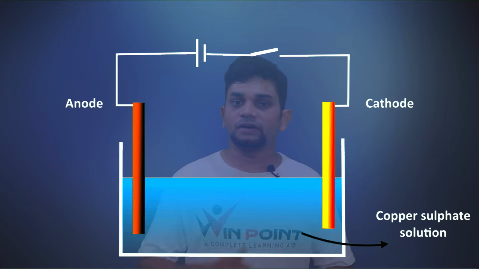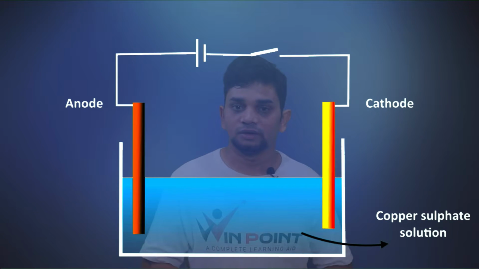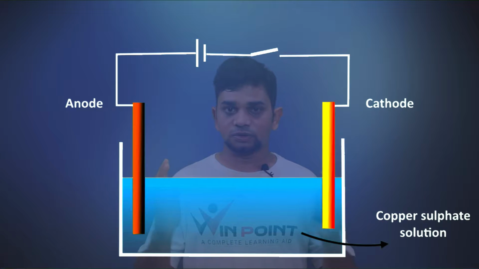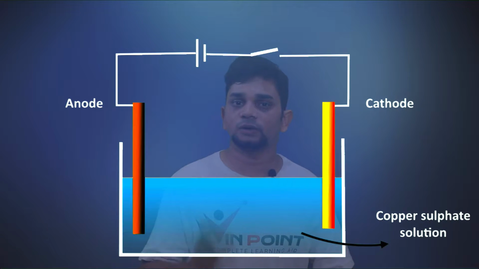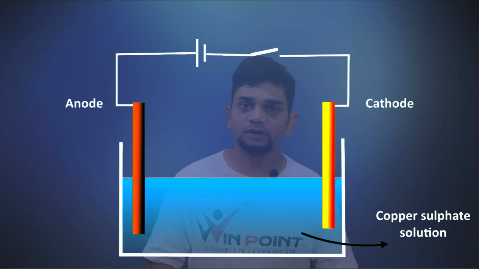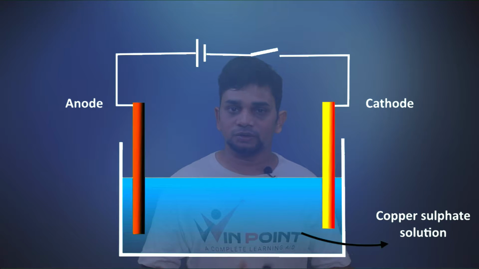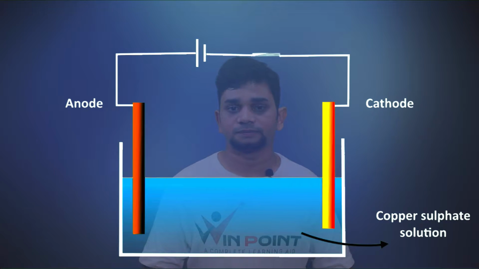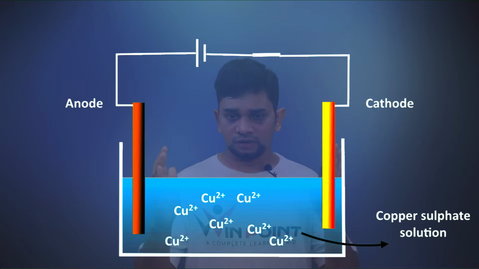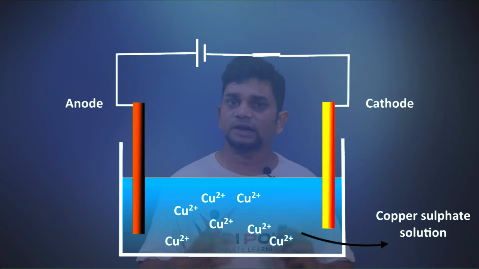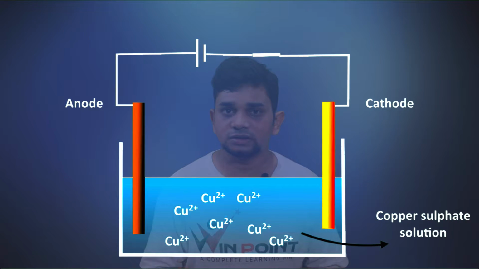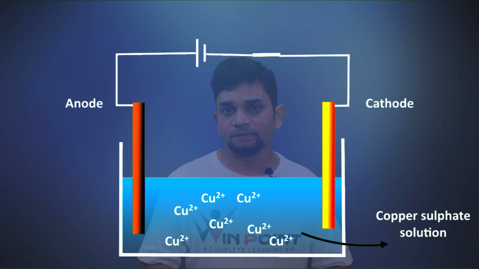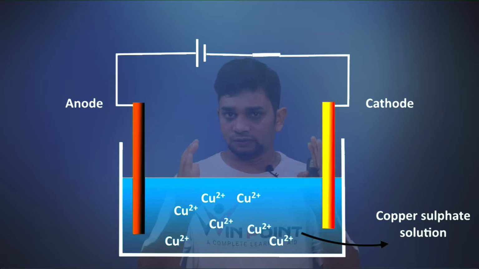What is going to happen when electricity is passing through that solution? We know that in the copper sulfate solution there are ions because it is an electrolyte. Copper sulfate is an electrolyte, so there will be positive and negative ions. Here we are going to consider only the positive ion, Cu2+. Now the switch is off. Here you can see the Cu2+ ions. There are negative ions also, but we are going to consider Cu2+ ions only. What is going to happen to these Cu2+ ions?